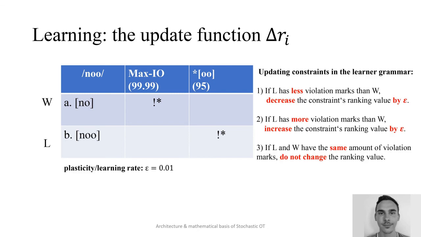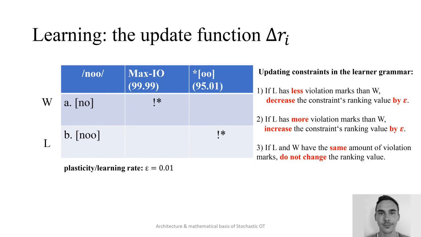Obviously, you won't have to do the math yourself. And actually, if you did want to know beforehand how a constraint will behave upon encountering a piece of data, you can just use this rule of thumb. Number 1. If L has less violation marks than W, decrease the constraint's ranking value by epsilon. Number 2. If L has more violation marks than W, increase the constraint's ranking value by epsilon. And number 3. If L and W have the same amount of violation marks, do not change the ranking value.